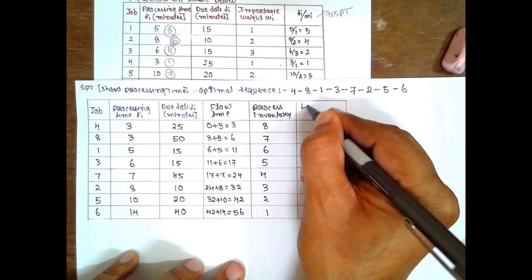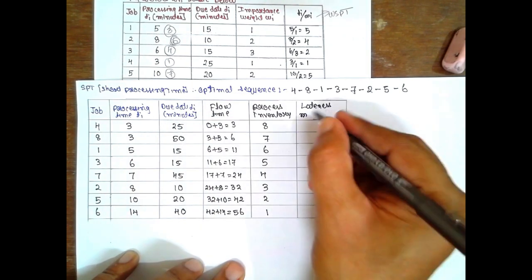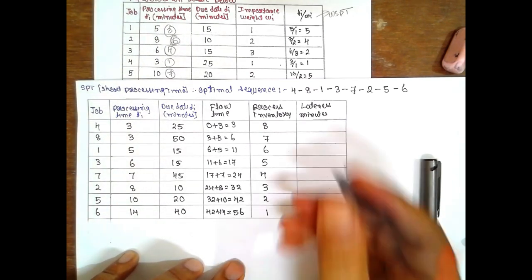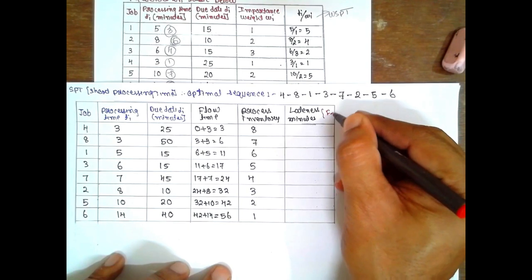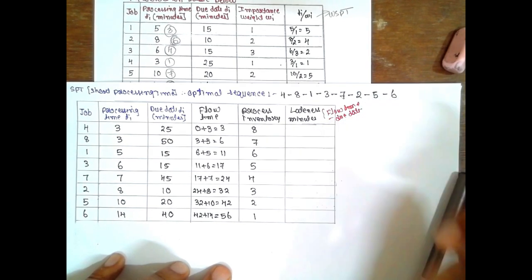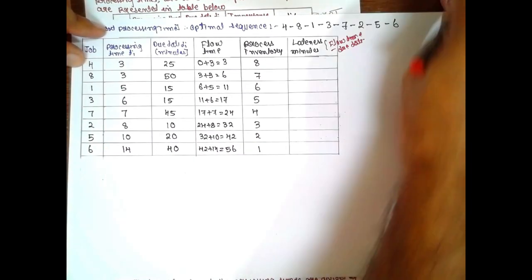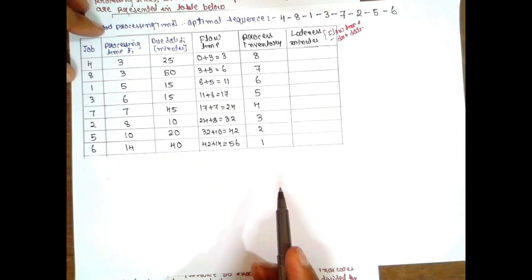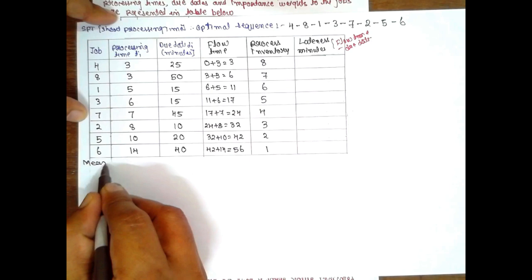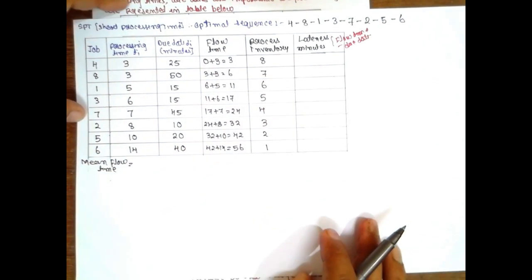In the last column, lateness. What is lateness? Lateness is the difference between flow time and due date, that is, flow time minus due date. Now find out the mean flow time, which is nothing but adding this column and dividing by 8.